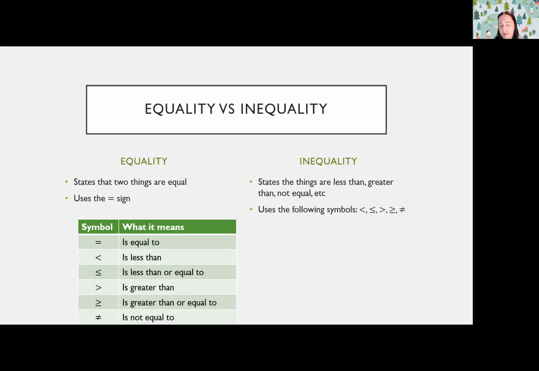The sort of opposite of an equality is an inequality. So these are things that are not equal. So they could be less than, they could be less than or equal to. Could be greater than, they could be not equal. So these are other symbols. And so we've got the less than symbol, the less than or equal to symbol, the greater than symbol, the greater than or equal to symbol, and then the not equal to symbol. So those are all considered inequalities, where in is sort of not equal.